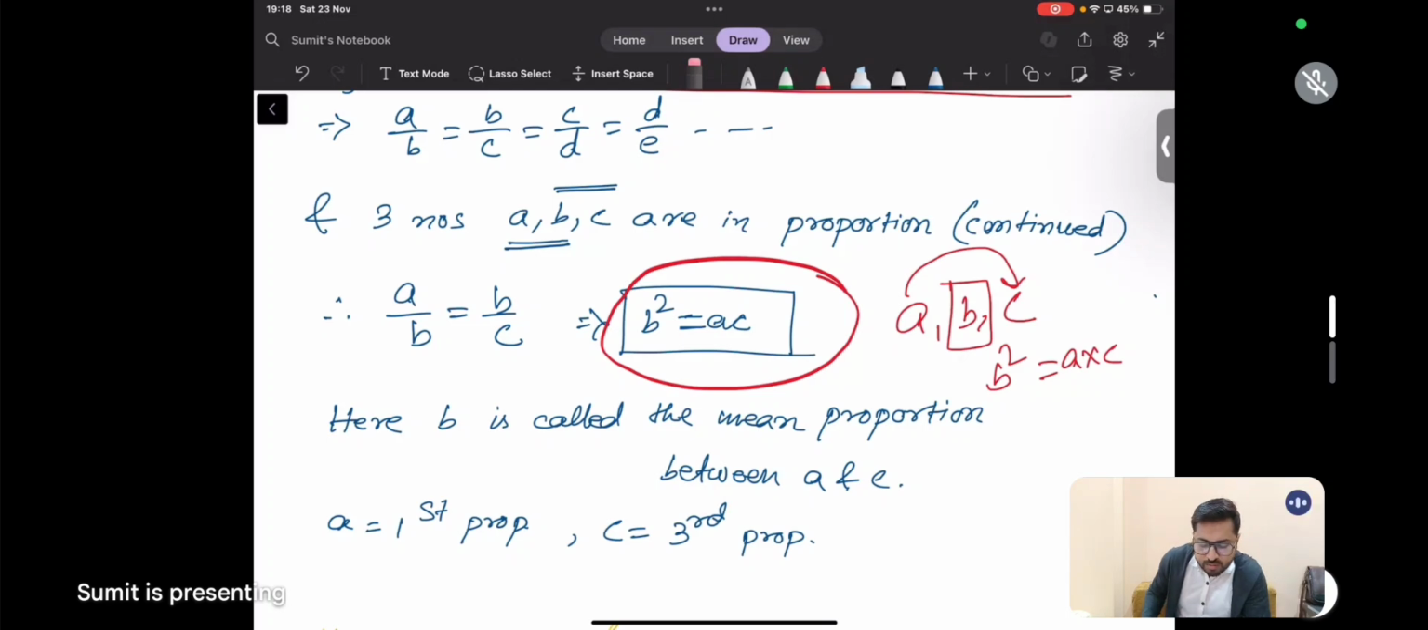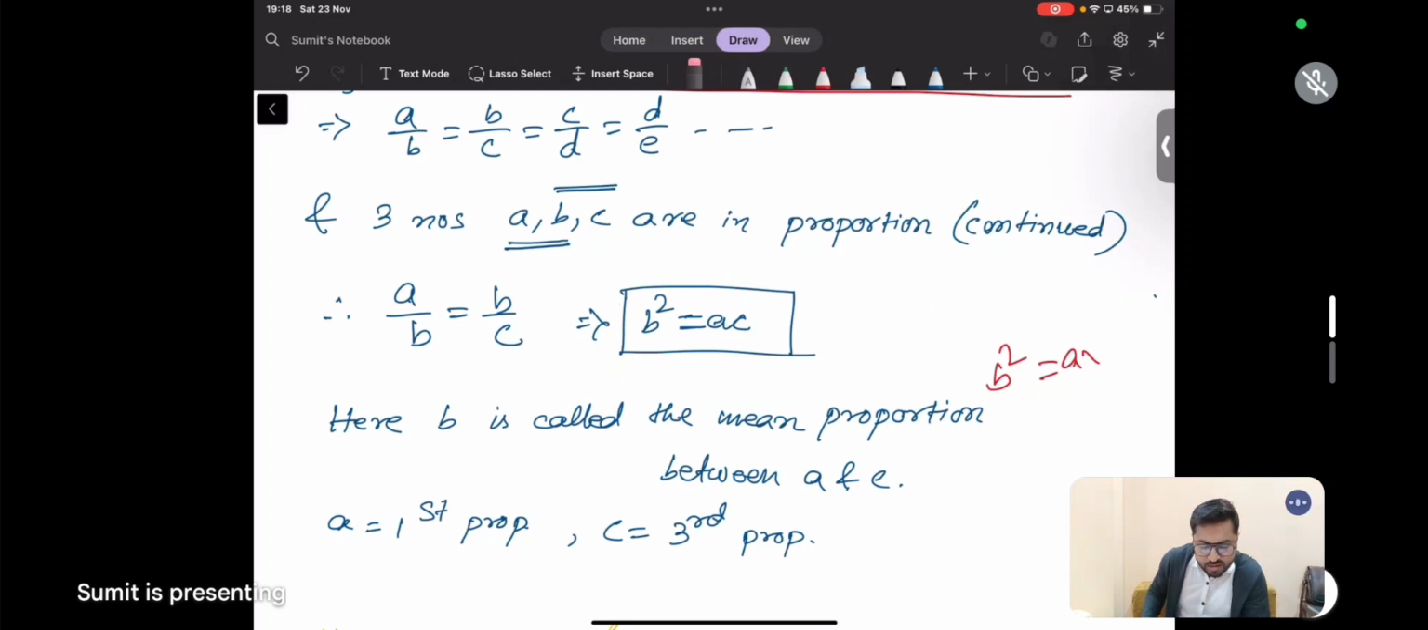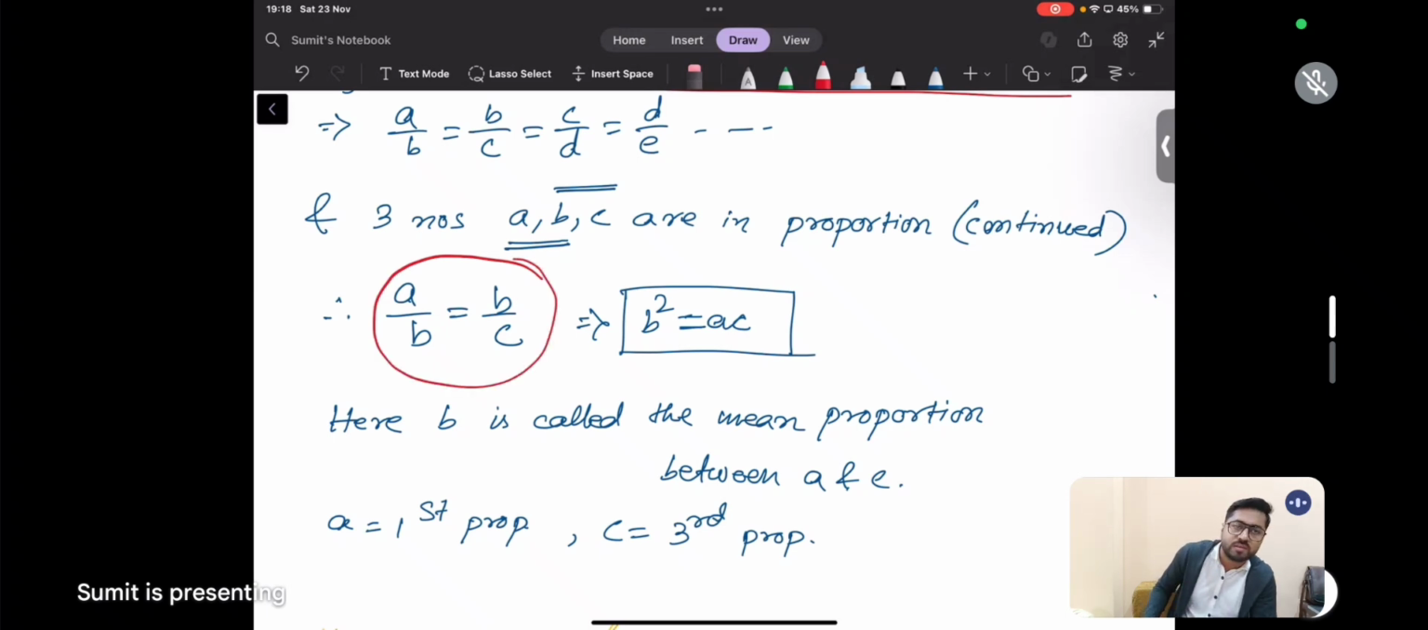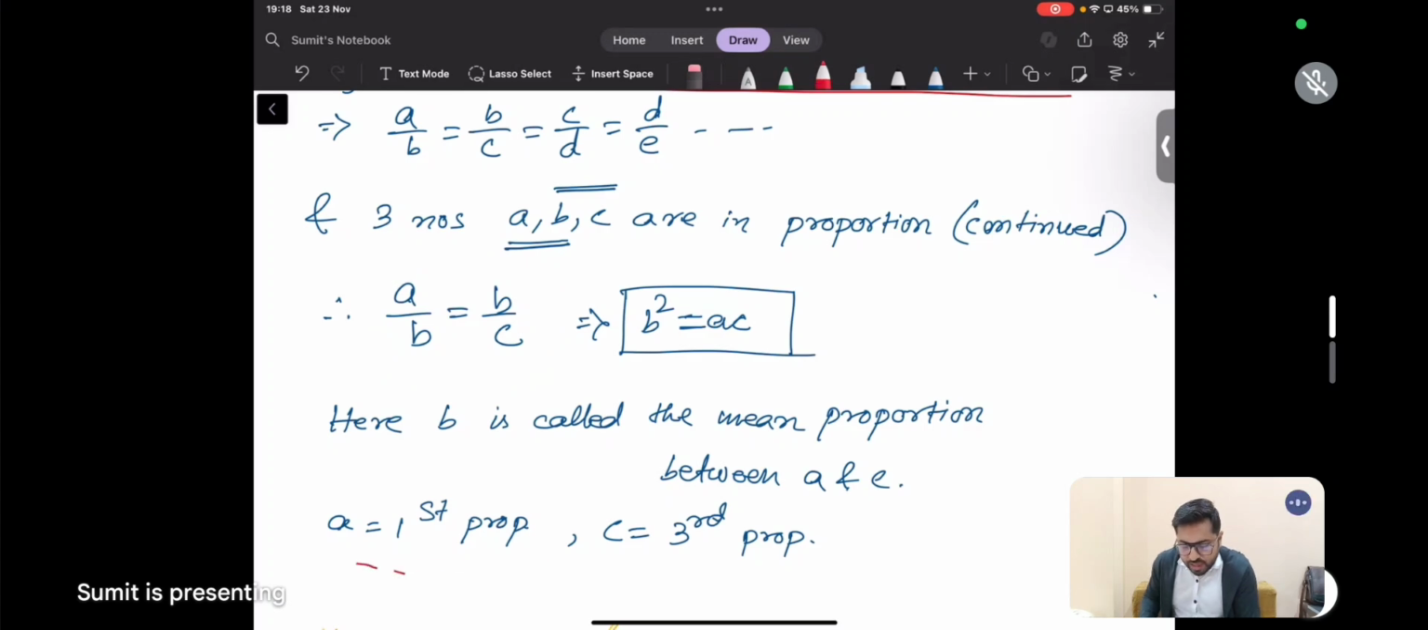If three numbers are in proportion, then you can use that result, or you can use this result too, that means a by b equal to b by c. যখন যেটা দরকার পড়বে সেটাকে তুমি ইউজ করবে, ঠিক আছে? Then a will be called first proportional and c will be called the third proportional. Any doubt on that? কারোর কিছু query আছে up to this? Anyone?